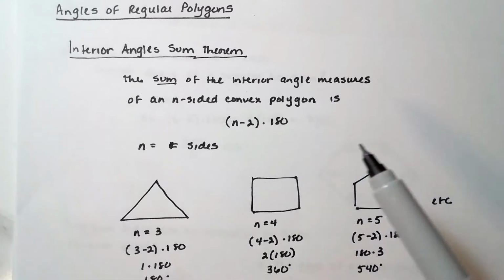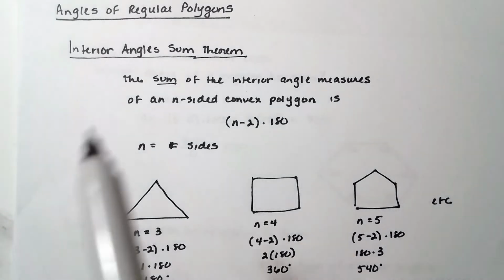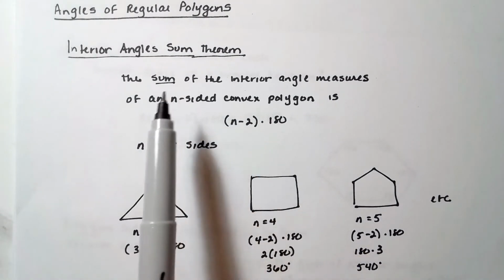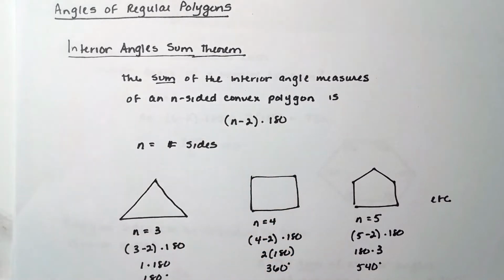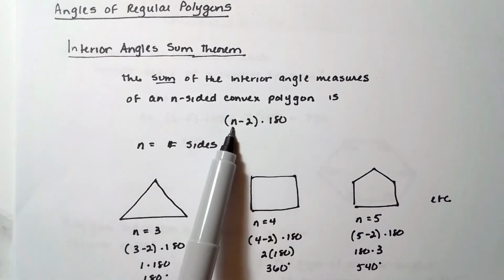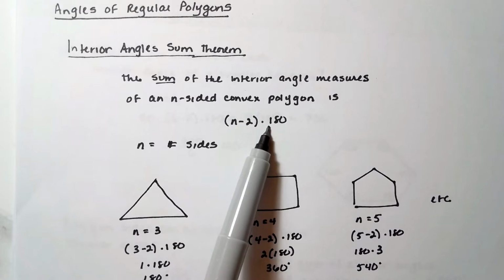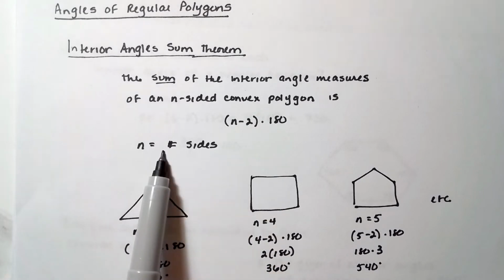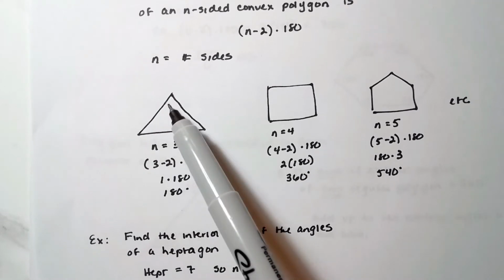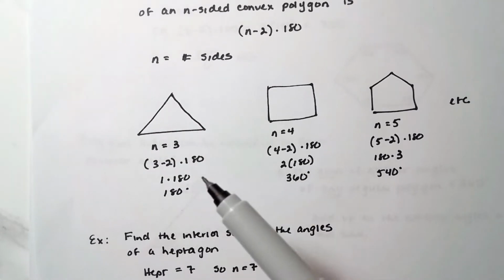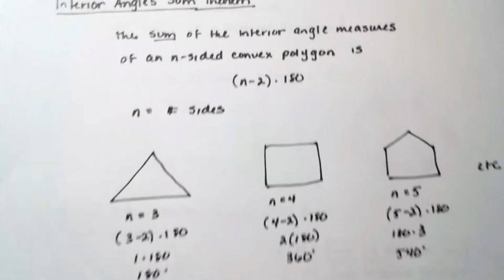And the sum of the interior angles in any n-sided convex polygon is given by the number of sides minus 2 times 180, okay? Where n is the number of sides. So for example, we know by the triangle sum theorem that all the angles inside of a triangle have to add up to 180. Well, why is that?